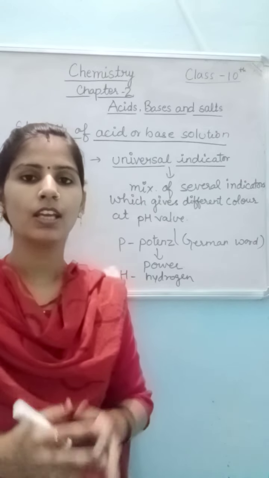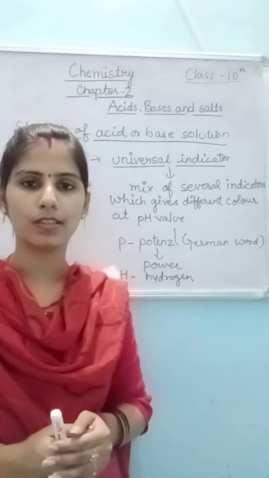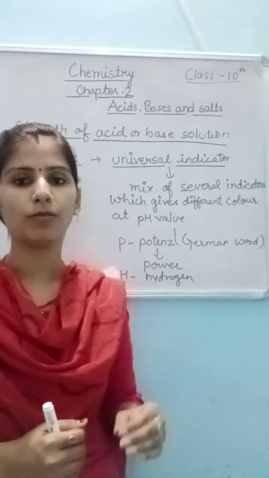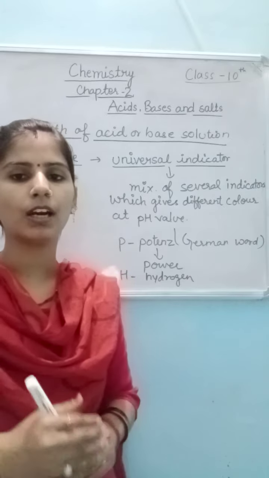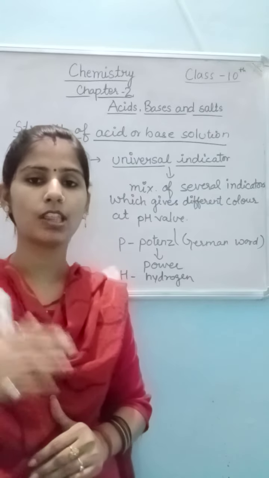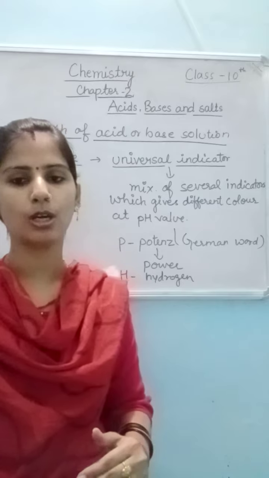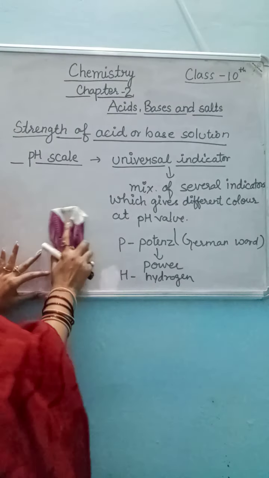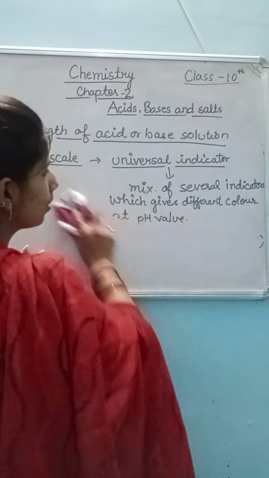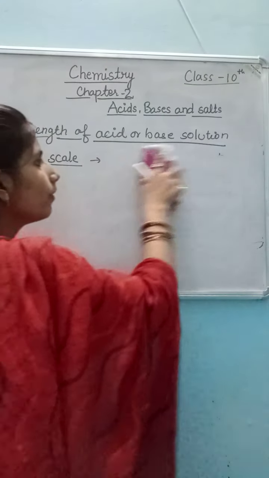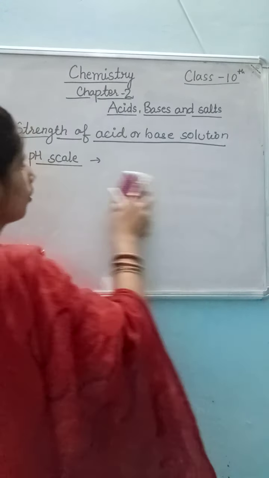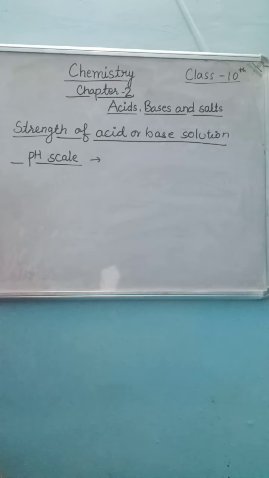Understand, all of you students? On the pH scale we can measure the strength of hydronium ion concentration. If the hydronium ion concentration is high, the pH is low. It is inversely proportional. The higher the value of hydronium ion concentration, the lower the pH.